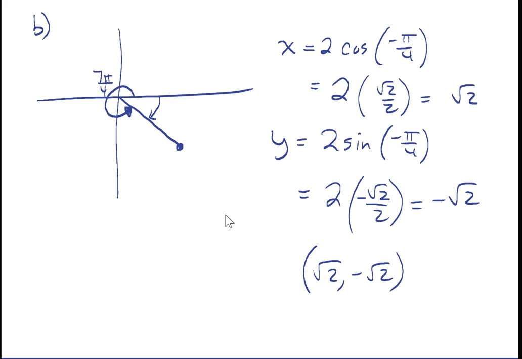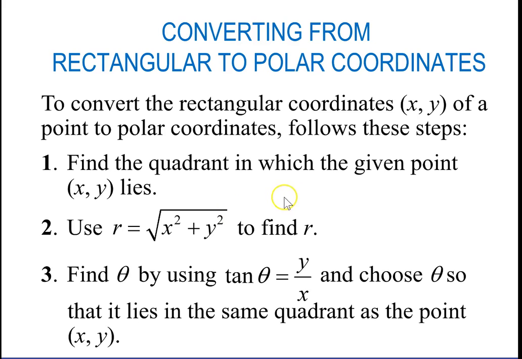So that is converting from polar to rectangular coordinates. Now let's go the other way around. This one's a little bit more complicated here.